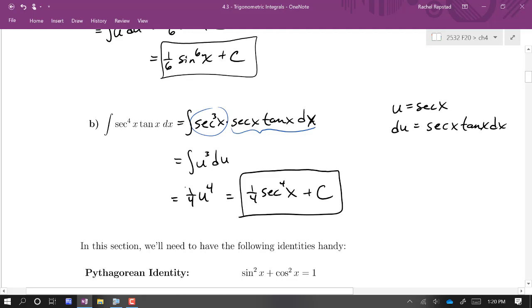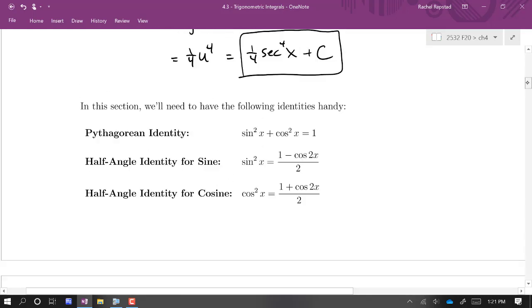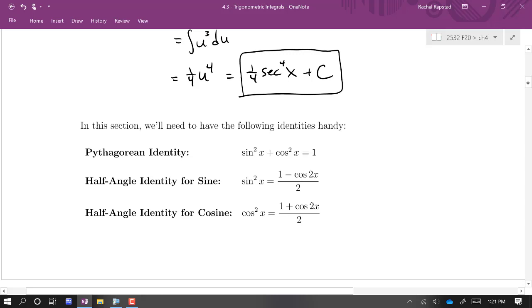And by and large, like a lot of these problems, that's what is going to happen, only it'll be kind of an extended version. Maybe it won't just be turned into u to the fifth, but some polynomial in u, so several terms. To help us with this process, in this section, working with the integrals that we'll have, we're going to want these identities handy.